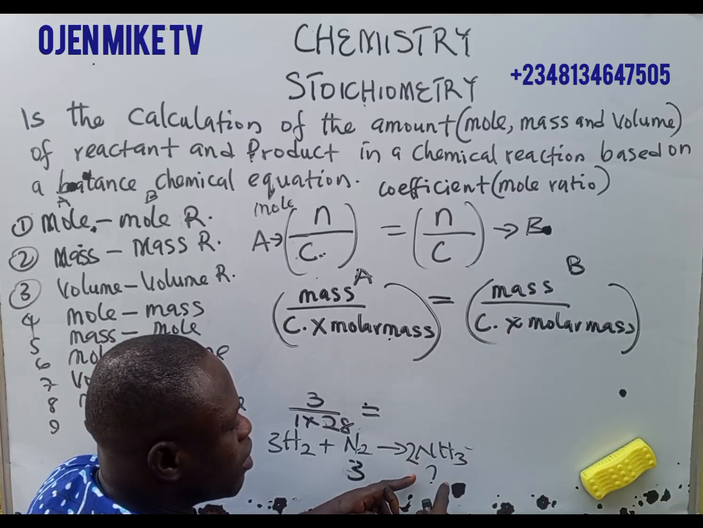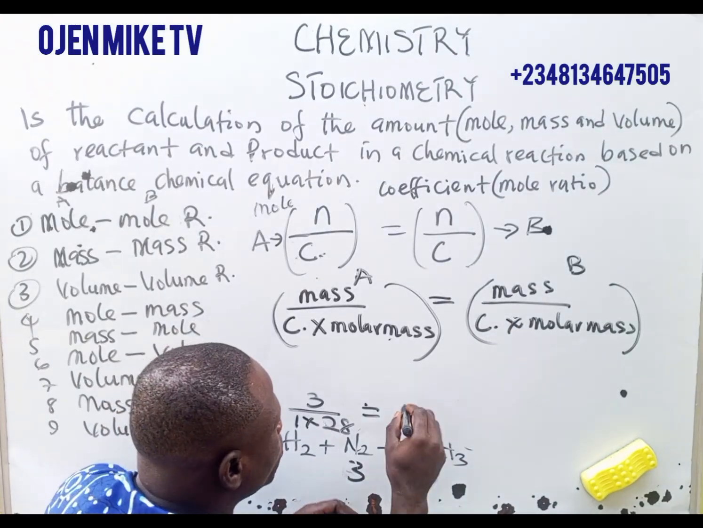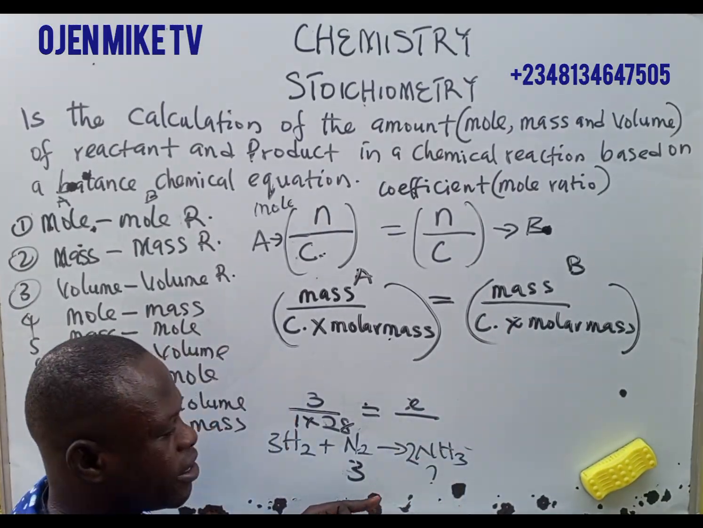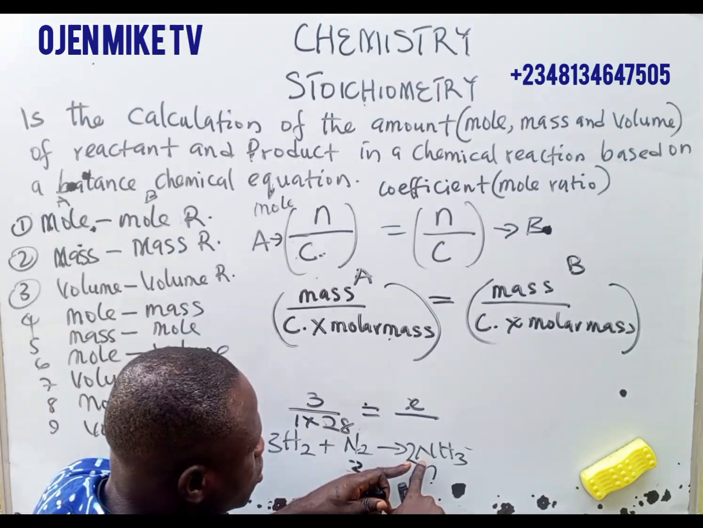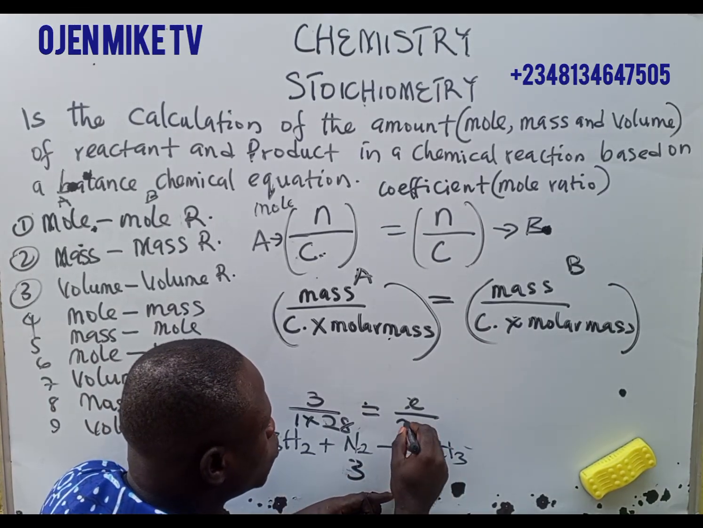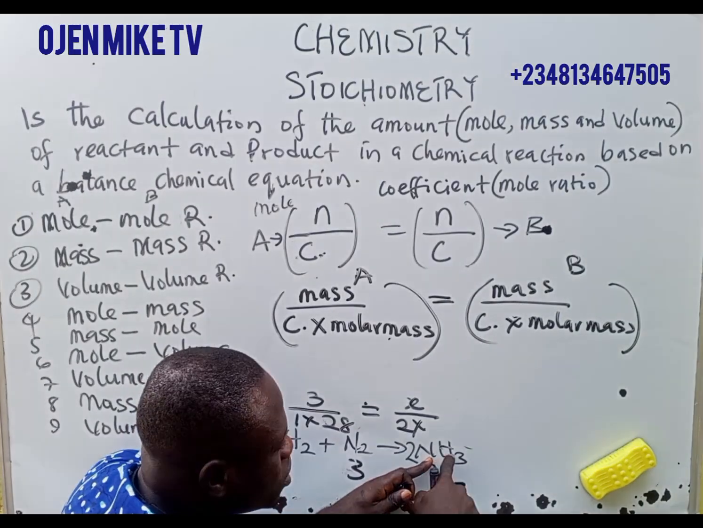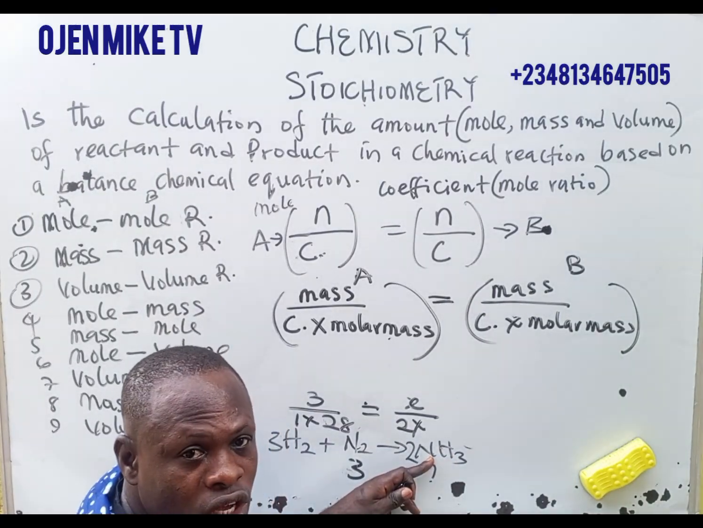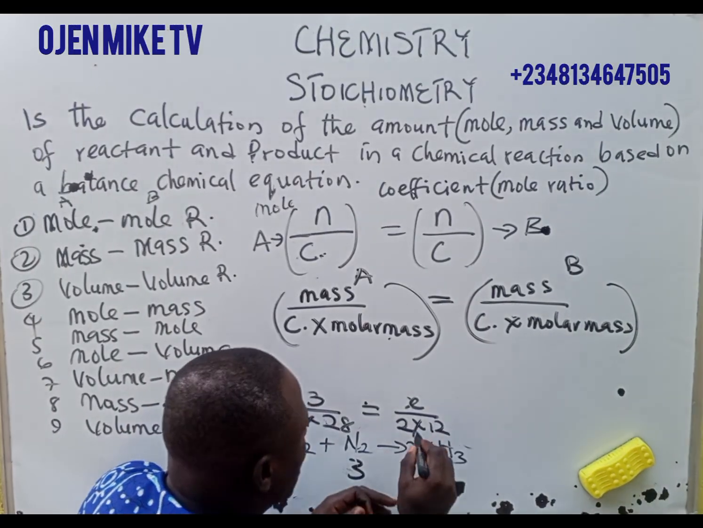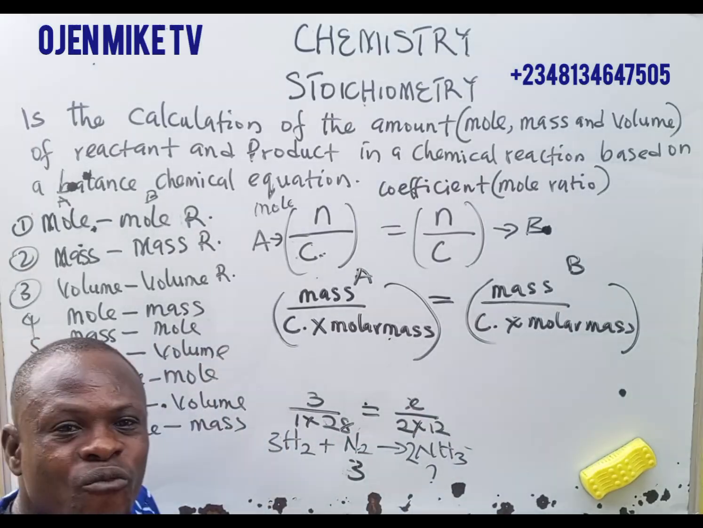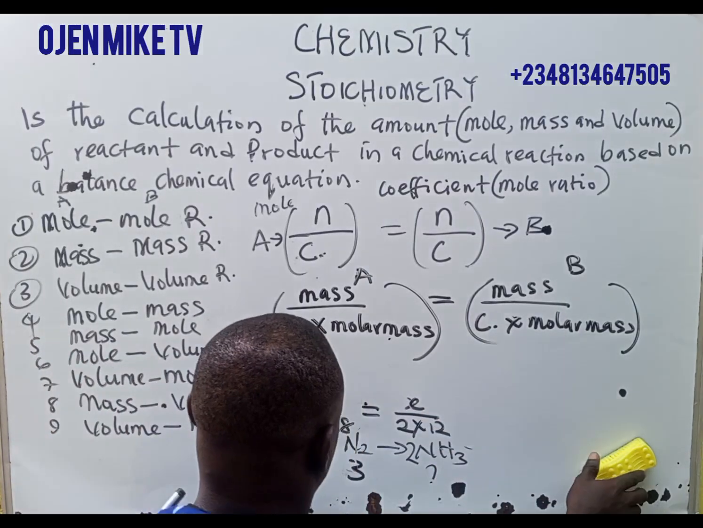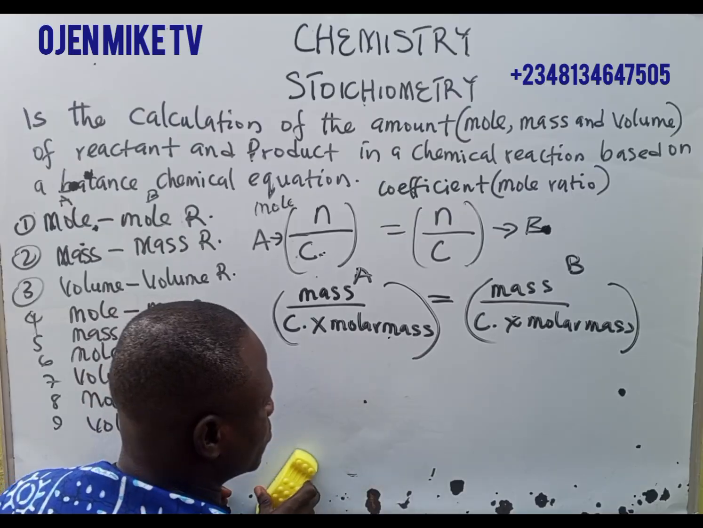The mass you are asked to calculate is your unknown mass. So we put X divided by, are you following? Now the coefficient is 2. 2 times the molar mass of ammonia. Nitrogen is 14 plus 3 will give us 17. At the end, you still do this thing. Very, very simple. Now let's go to the next one.